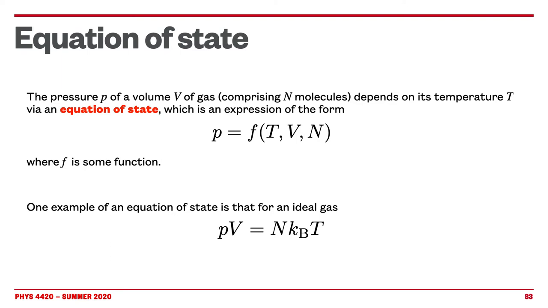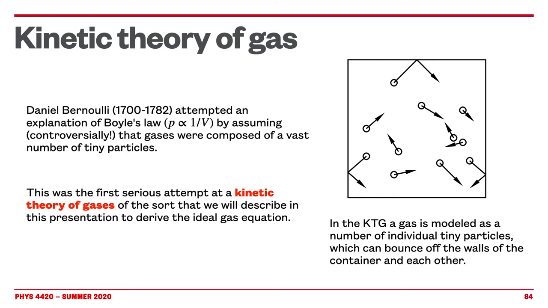Okay, so let's do this. This is really the fundamentals of the kinetic theory of gas, and this is something that was suggested about 300 years ago by Daniel Bernoulli. He attempted to explain Boyle's law. And you have to realize, back 300 years ago, people did not understand atoms, molecules, and so on. So a gas was definitely not understood as a number of tiny particles. So when people were suggesting that the pressure in a container was related to tiny elements like molecules hitting walls, it was not a very popular idea.